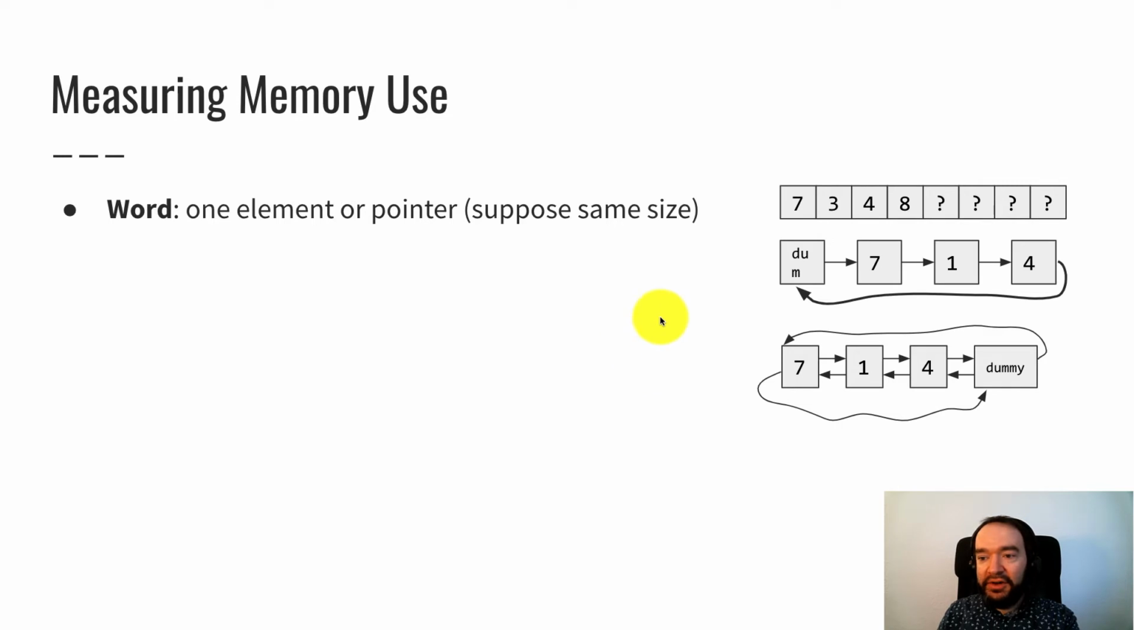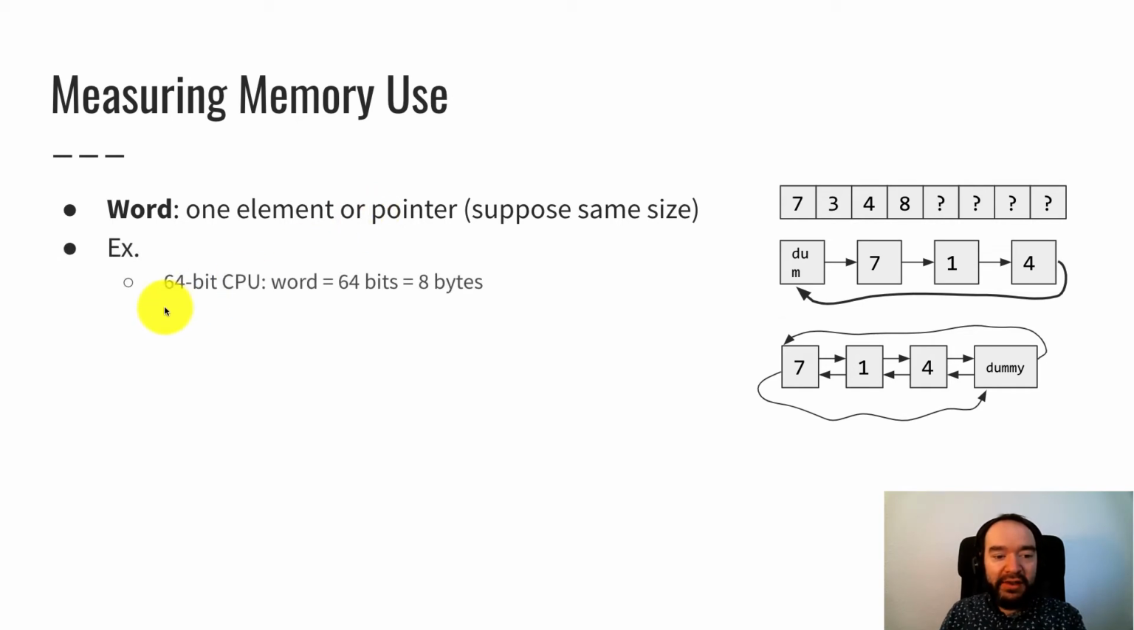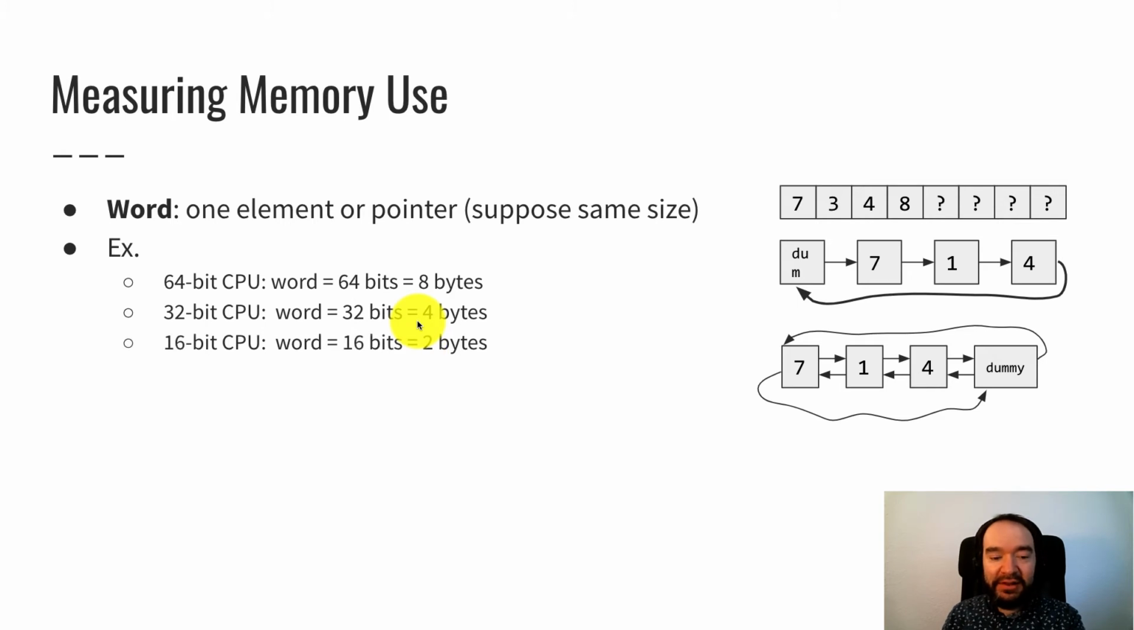You know, if you have an array of ints, those might take a different number of bytes than an array of doubles or strings or something. But to keep it simple, we're going to say one word is either one element of data or one pointer. So, for example, if you have a 64-bit CPU like most personal computers now, then a word would be 64 bits of memory, which is 8 bytes. And on a 32-bit CPU, which were more common in the past, a word would be 32 bits, which is 4 bytes. On a 16-bit CPU, the same pattern, that would be 2 bytes.